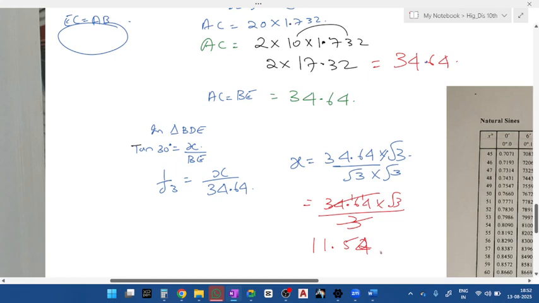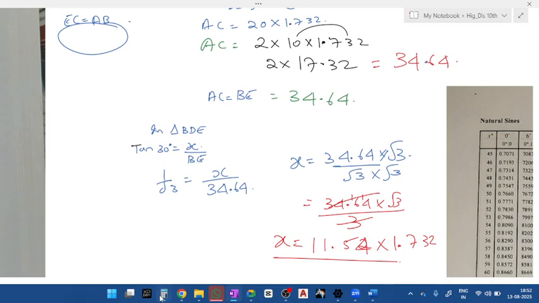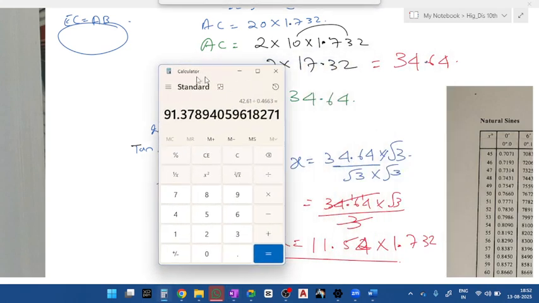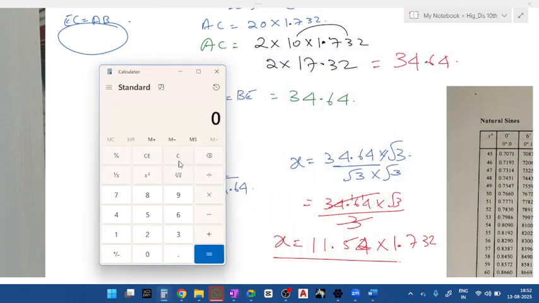Fine, I'll write the answer. 11.54 into 1.732. Take this. Wait, this part I'll just calculate. It is lengthy. You can try it. Just take down this value, students. All of you take down the value.